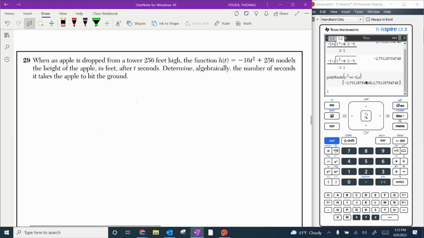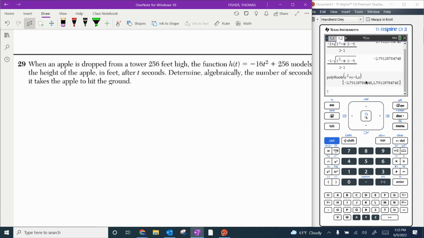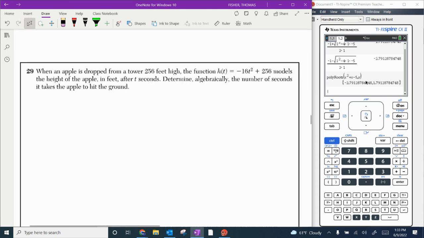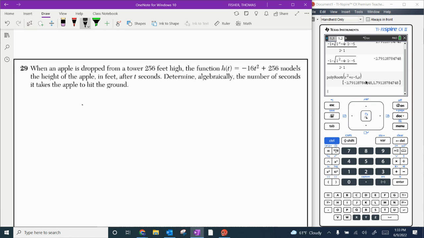All right, 29 here. So number of seconds it takes to hit the ground. So we're looking to see when the height is 0. So it's really wanting us to solve this equation: 0 equals negative 16t squared plus 256. All right, I'm going to add the 16t squared over to make it positive.